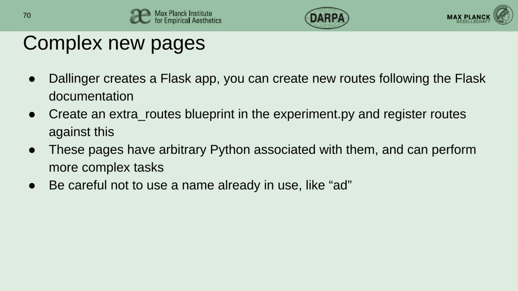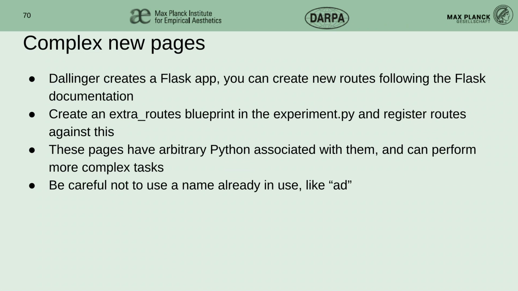The more complicated ones are the ones with code associated with them as well. Behind the scenes, Dallinger creates a Flask application. Flask is a Python web framework. There's a huge amount of documentation on it. It's really exhaustive, so you can look into that if you want to learn how to do new things. But the quick version is there is something called a blueprint, which is a way of defining how functions map to URLs. And this will be added in with the default Dallinger ones.